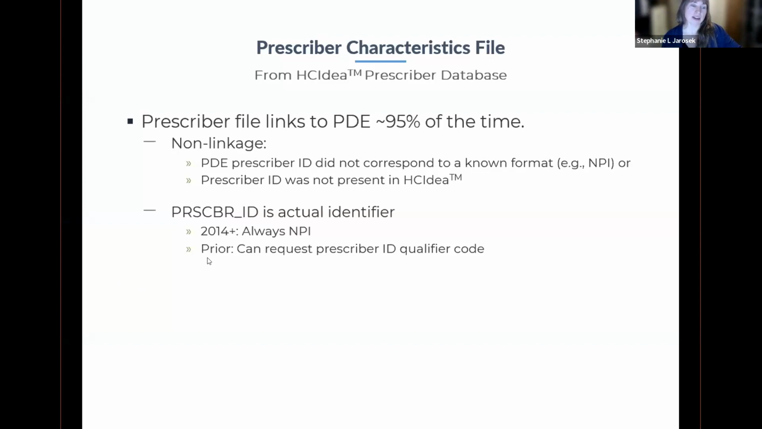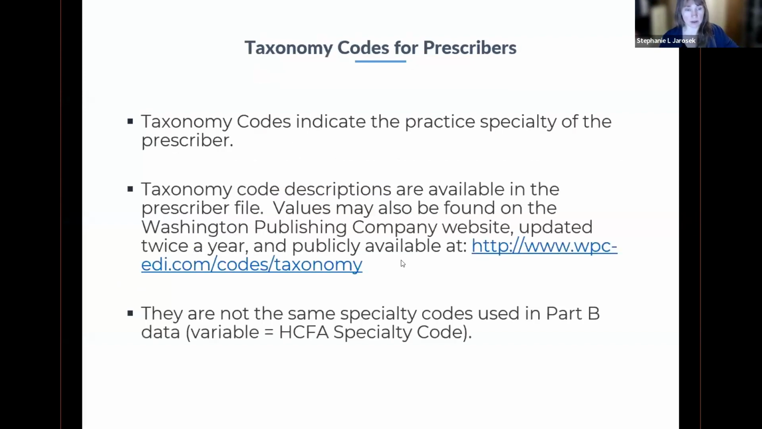And just note that prior to 2014, you can request the prescriber ID qualifier code so you can find out whether you have an NPI or what you have. If you do request the prescriber characteristics file, then you have taxonomy codes for the prescribers, so you can get the practice specialty. You can get the values at this website. They are not the same specialty codes that you would find in the Part B file if you're used to working with claims data. That's the CMS specialty code versus these are prescriber specialty codes.